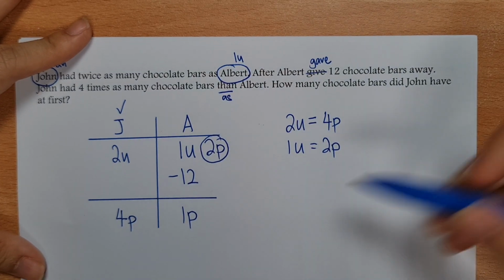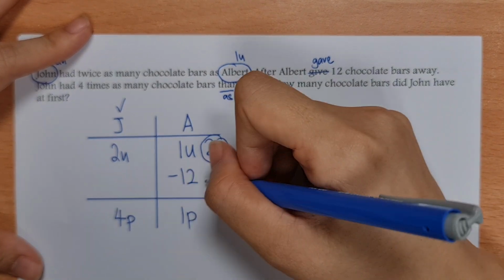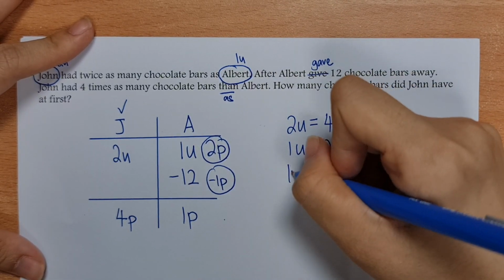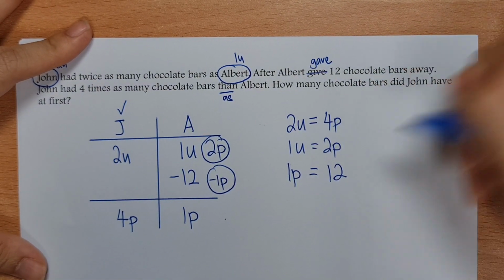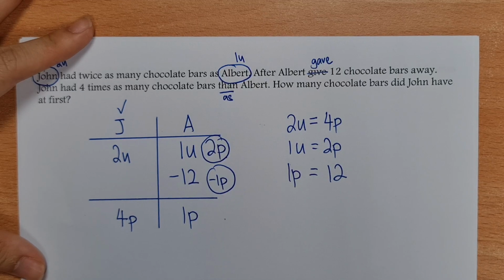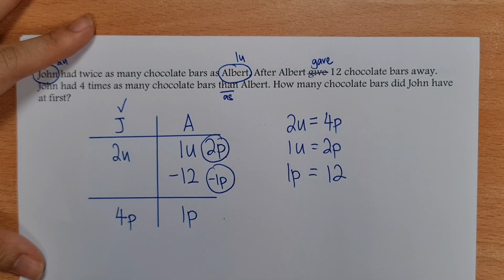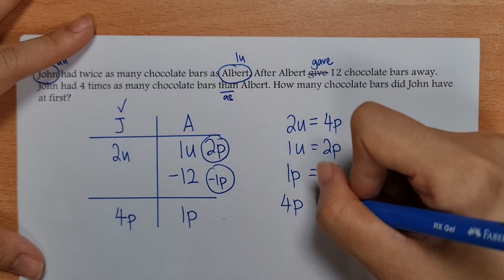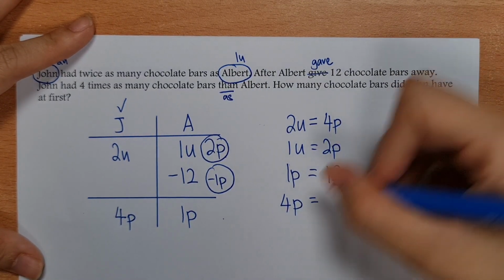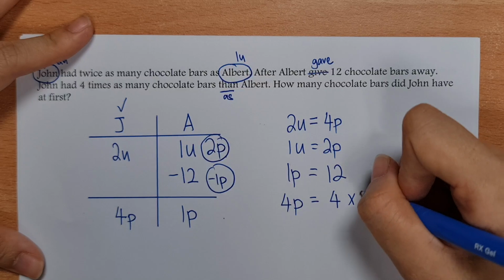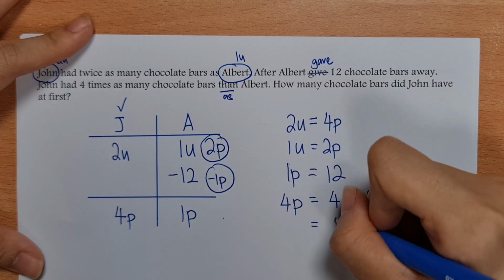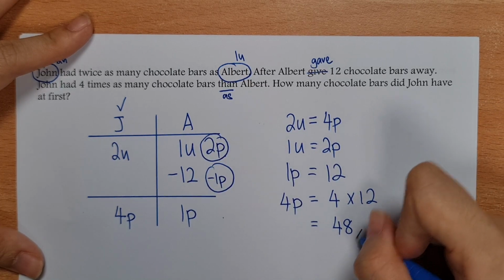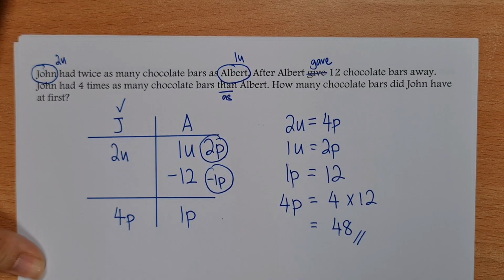You will now realize that Albert has a drop of 1 part. And this 1 part is essentially 12 chocolate bars. So, how many chocolate bars does John have at first? John will have 4 parts. The final step usually consists of 1 working mark. So even if it's simple calculation, I encourage you to write down the equation. And that's our final answer, 48 chocolate bars.